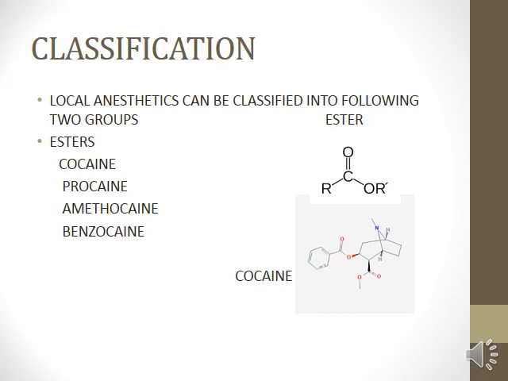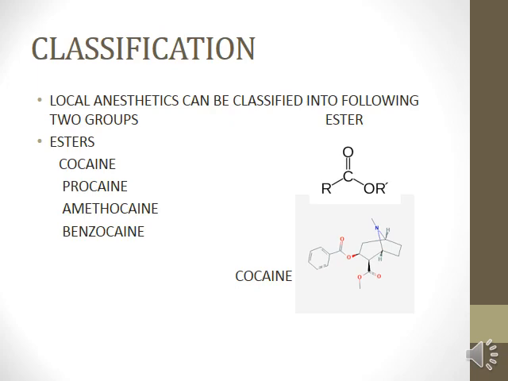The local anesthetics can be classified into the following two groups. This classification is based upon the structure of the different local anesthetics. The local anesthetics can be divided into two types of groups. Number one is the esters and number two is the amides. In this slide we will discuss the esters.